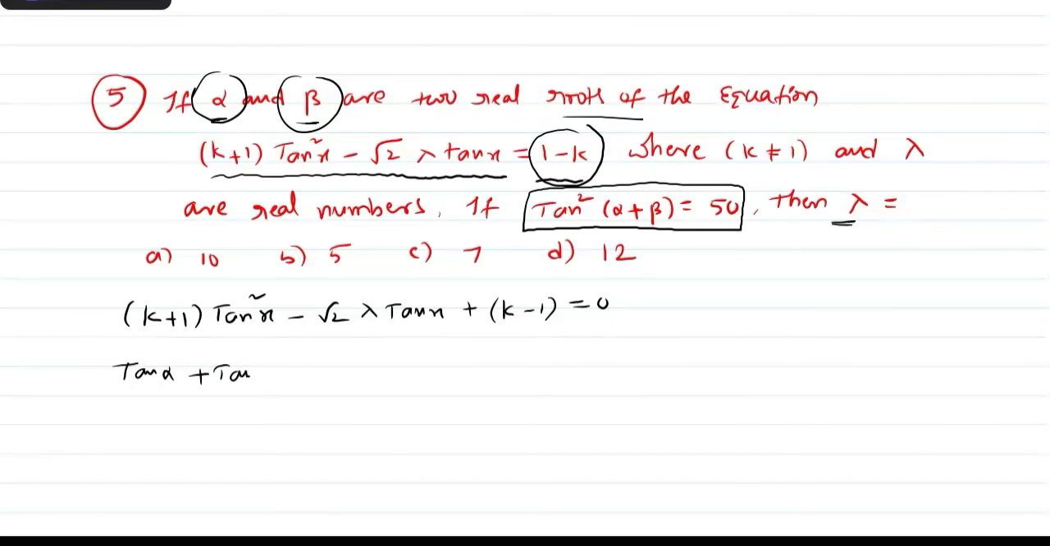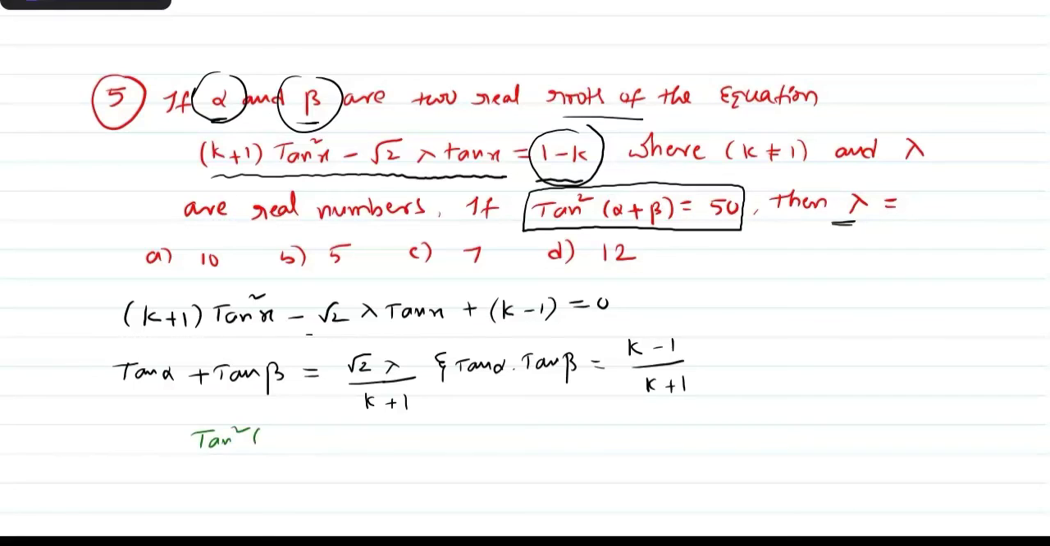Now find the sum of the roots, tan alpha plus tan beta. Sum of roots formula is minus x coefficient by x square coefficient. So that is already here we have minus, right? So it will become root 2 lambda by k plus 1. And at the same time find the value of product of the roots, tan alpha into tan beta. So that is equals to c by a, constant by k minus 1 by k plus 1, right? Now what is the condition he has given in the question? That is tan square of alpha plus beta is equals to 50.